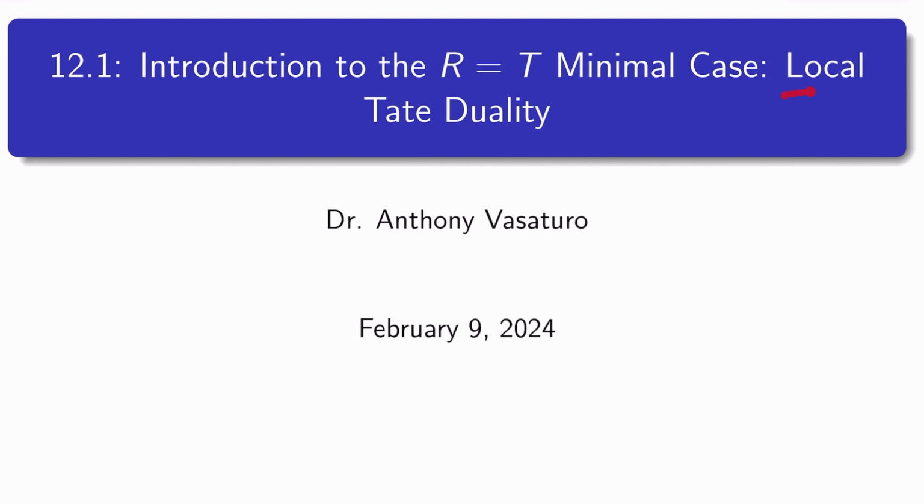So in this video, we're going to look at an important tool along those lines, and that tool is local Tate duality from chapter 4. So we will recall local Tate duality, and then we will prove a key proposition that we will need to prove r equals t in the minimal case using local Tate duality. So let's get after it.